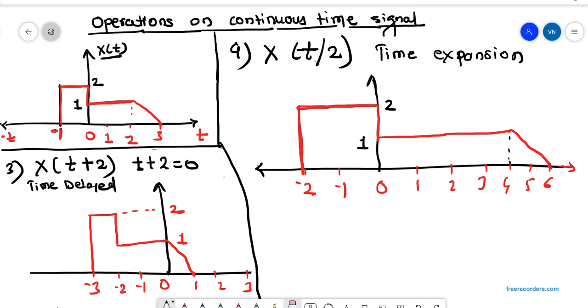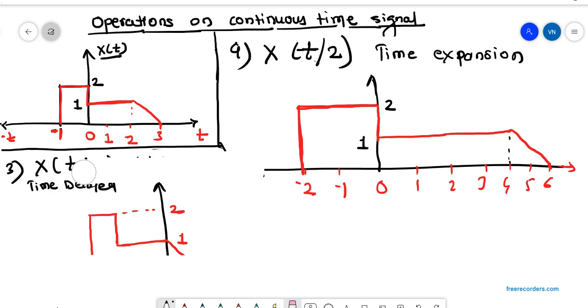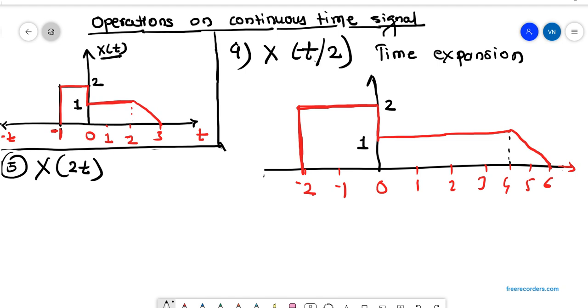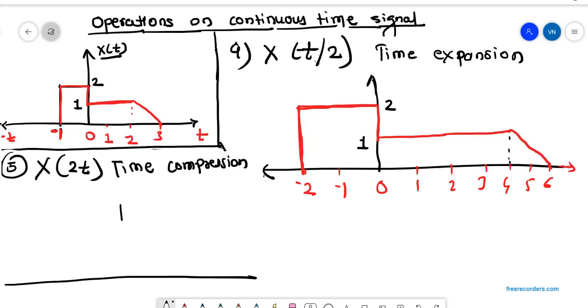So now take a second example. If I take another example, suppose x of 2t. So what is the meaning of this? The meaning of this is nothing but time compression. So how can we draw a time compression signal? Obviously it is the reverse of time expansion, whatever the time is there, that time will be compressed.